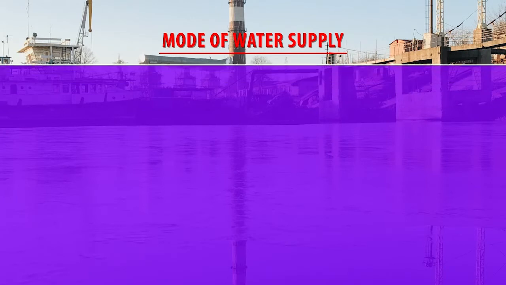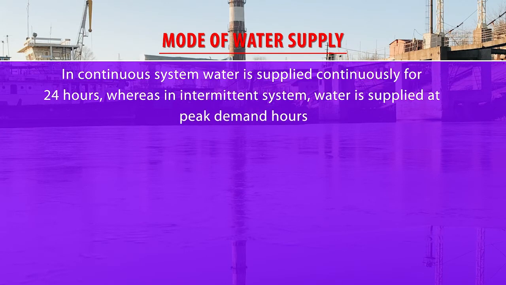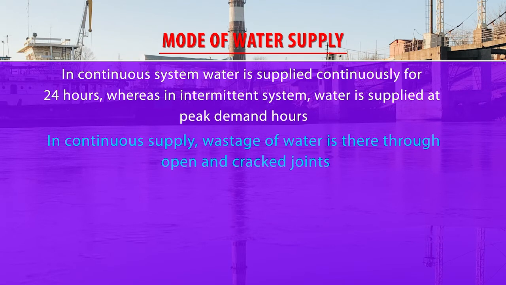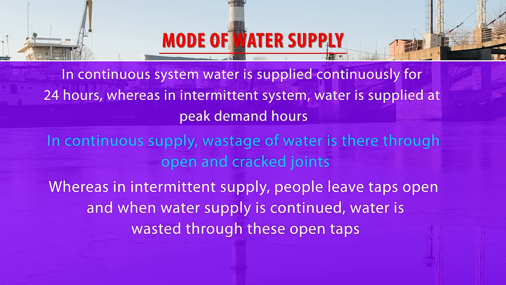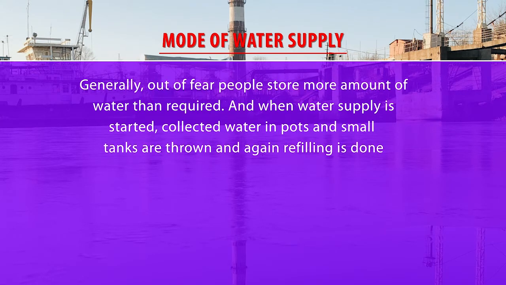Mode of water supply. In a continuous system, water is supplied continuously for 24 hours, whereas in an intermittent system, water is supplied at peak demand hours. In continuous supply, water is wasted through open and cracked joints. Whereas in intermittent supply, people leave taps open, and when the water supply continues, water is wasted through these open taps. Generally, out of fear, people store more water than required, and when the water supply starts, the collected water in pots and small tanks is thrown in the drain, and refilling is done again. So there is water wastage.